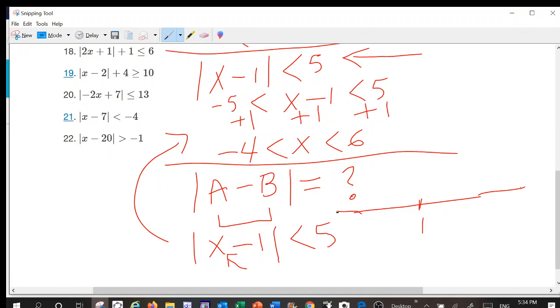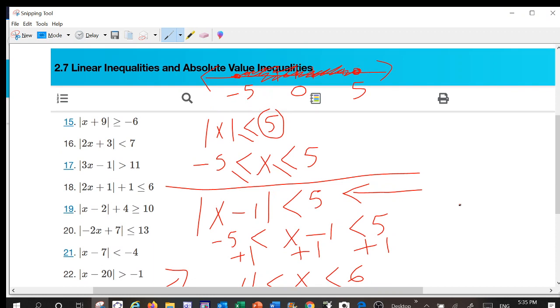Well, we just found them. It's between 6 and negative 4, and negative 4 and 6 are not included. So any number here would work. For example, 5. The distance from 5 to 1 is 4 units, and that's less than 5. So any number works. So think of the absolute value: when you see absolute value, always think of two numbers. Even if we have absolute value of x, in this case, you can think of it as x minus 0.